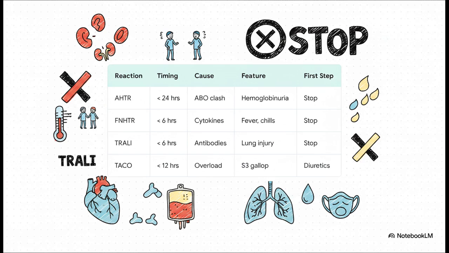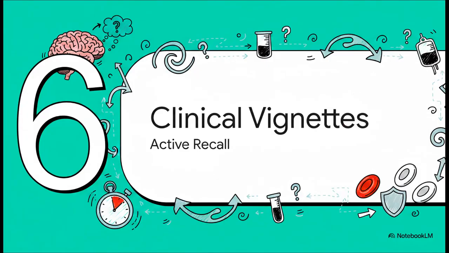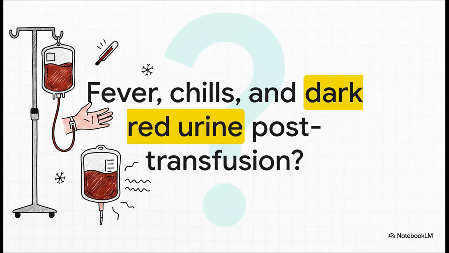Organizing everything by timing and key features like this is exactly how you lock in that pattern recognition for the boards. Section 6, USMLE Clinical Vignettes. Okay, it's time for some active recall. I'm putting you in the hot seat to see what actually stuck. Here's vignette number 1. A patient receiving packed red blood cells suddenly develops a fever, chills, and severe flank pain. His urine in the Foley catheter appears dark red. Take a second. What's your diagnosis?